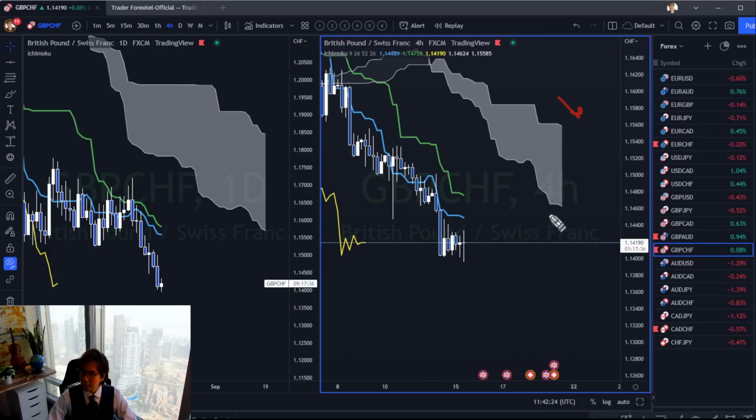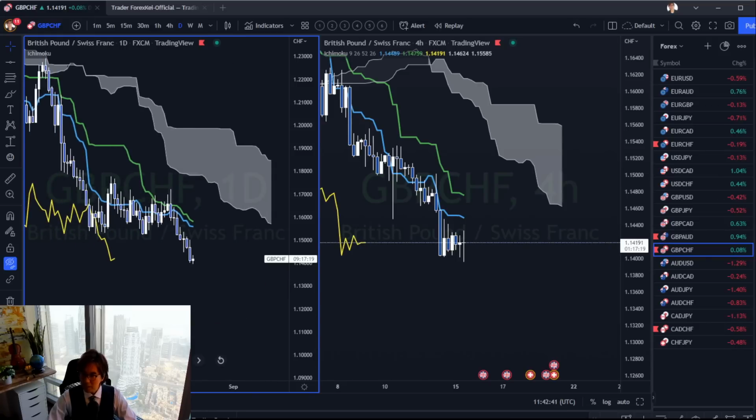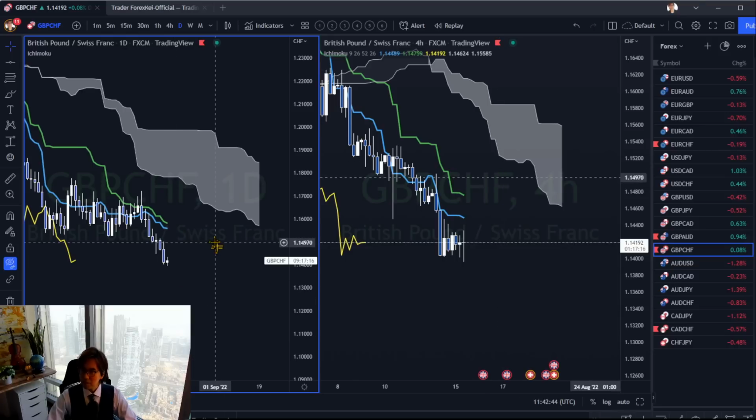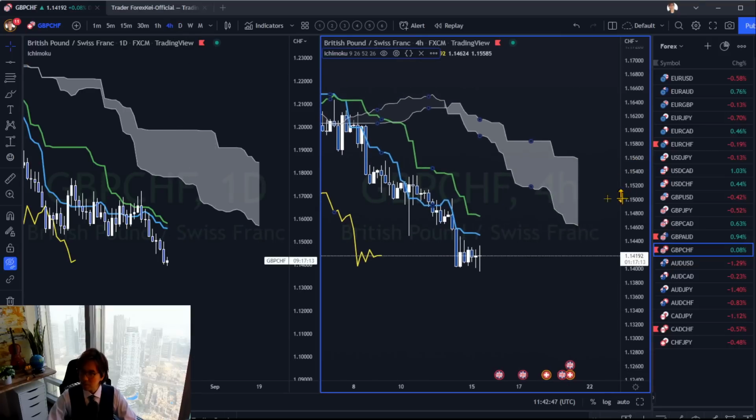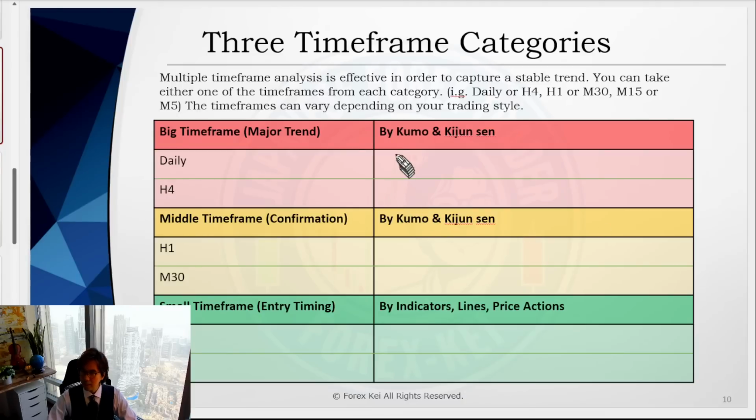Kumo, Senko span B down, A down, Kijun Sen down in the 4-hour, and in the daily time frame Kumo is also down, Kijun Sen is down too. And if you compare these two Kumos, the daily Kumo looks thicker. If you match the scale this way, you can also tell that the daily Kumo looks a bit thicker and longer than the 4-hour. So in this case, we take the daily time frame. You can check the daily is down. 4-hour is also down, but you take the daily and break it down to the mid time frames.